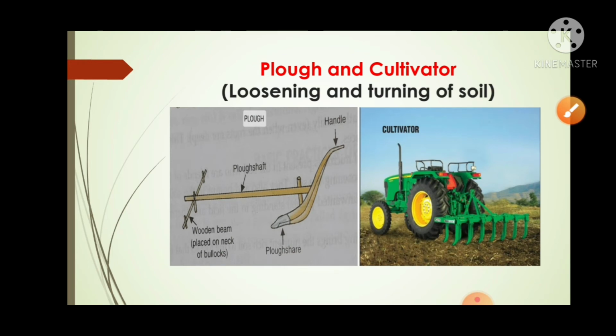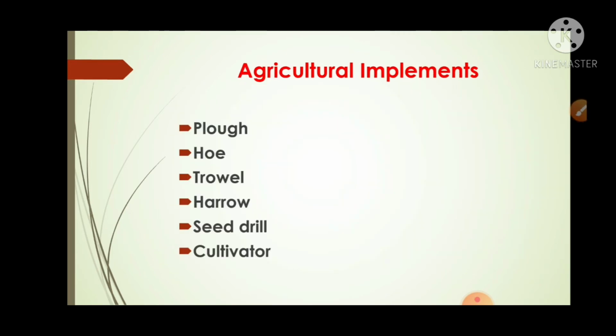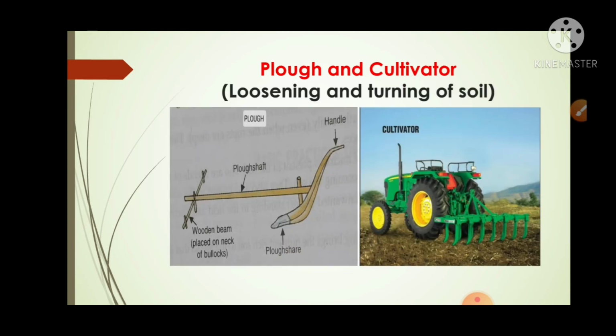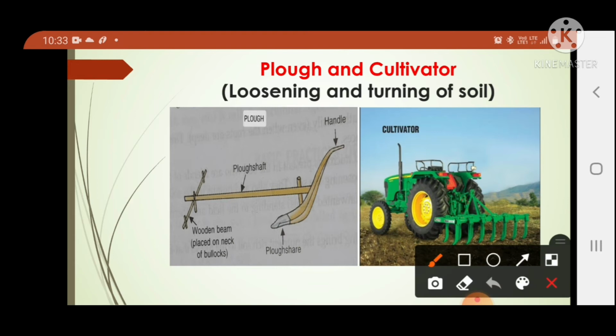So here we start with the plow, which has been used since ancient times. This is made of wood and is drawn by a pair of bulls or other animals such as horses and camels. Plow is used for loosening and turning of soil. It contains a strong triangular iron strip called plowshare.